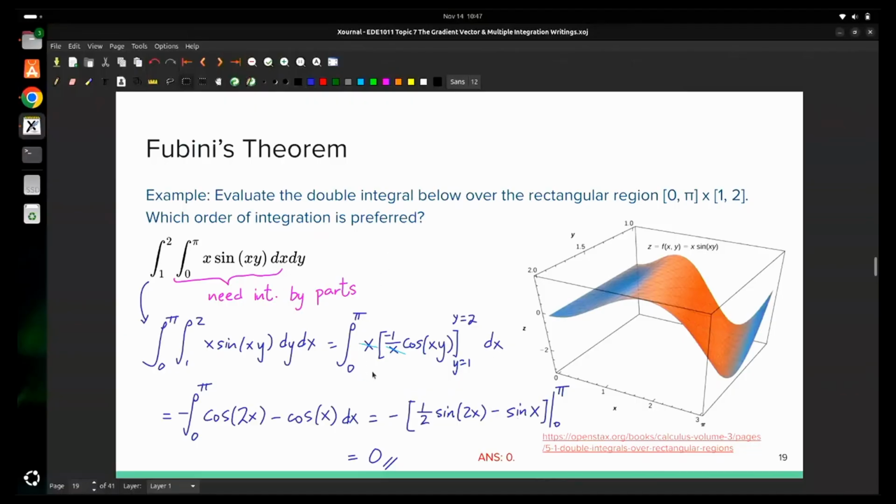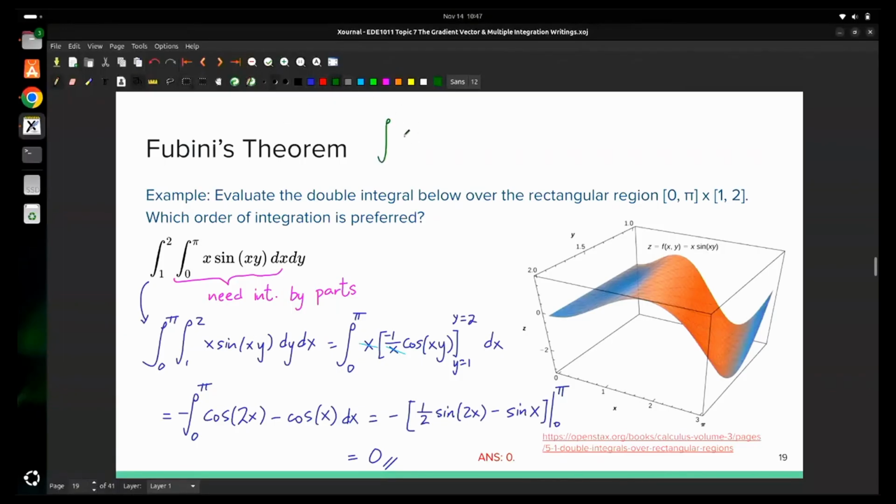How do I get minus 1 over x? Because you integrate sine xy with respect to y, correct? The reverse chain rule will give you 1 over x. The reverse chain rule is going to give you 1 over x.